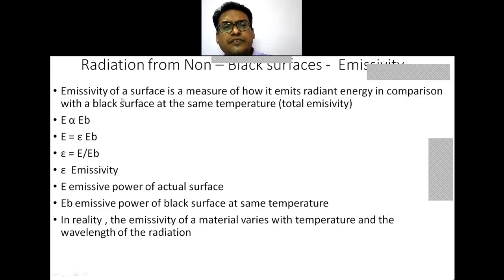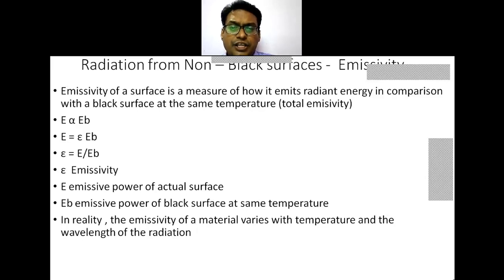That is, the emissivity of a surface is a measure of how it emits radiant energy in comparison with a black surface at the same temperature. That is related to the emissive energy radiated.